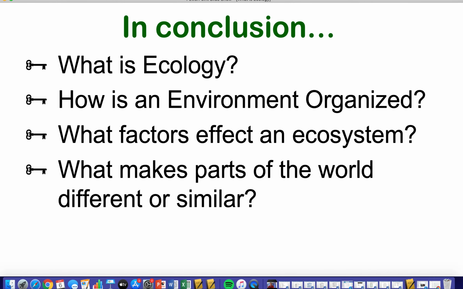So again, in conclusion, what's ecology? Ecology is those living and non-living things that are in an environment. How is an environment organized? Well, we're going to start with organism, then we're going to move to population, up to community, and eventually get to the ecosystem, biosphere, etc. What are the factors that affect an ecosystem? That's going to be the abiotic and the biotic factors. What makes parts of the world similar or different? Well, that's going to be the amount of precipitation and the temperature that's there.